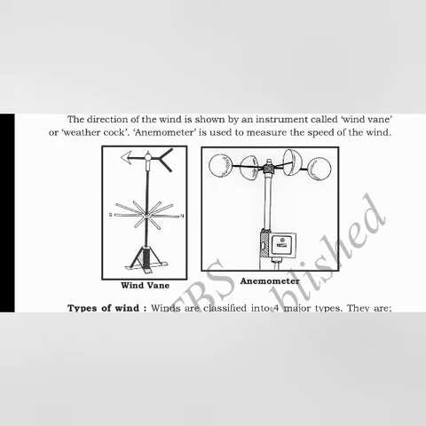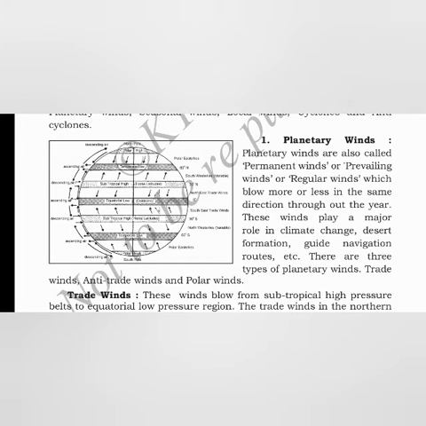So next one is the types of wind. The direction of wind shown by an instrument is called a wind vane. It means the direction of wind. Next is types of wind. Here we consider four major types of wind.